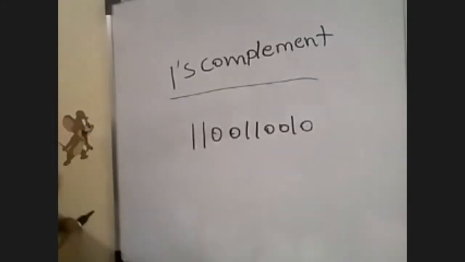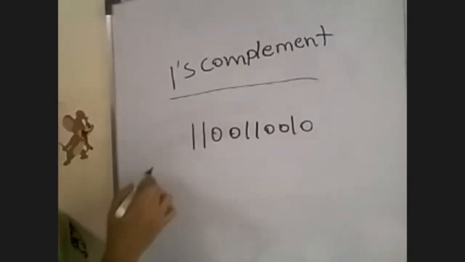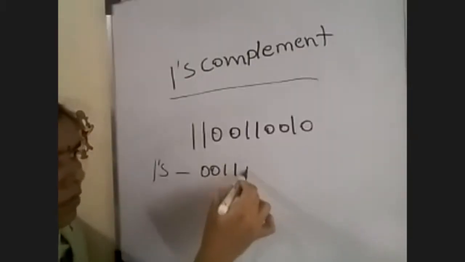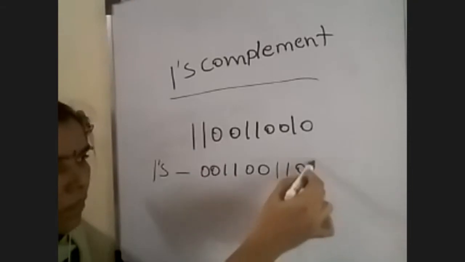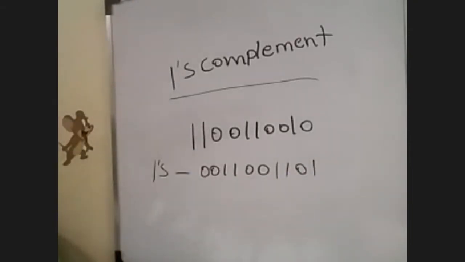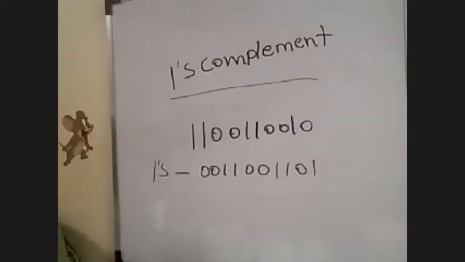Find the one's complement of 1100110010. What is the one's complement number for that? It is 0011001101. Is it clear how you can find the one's complement representation? Next we are going to discuss two's complement representation.